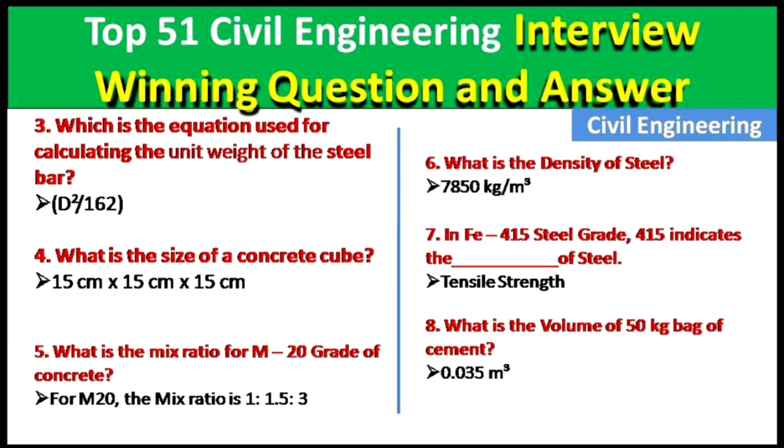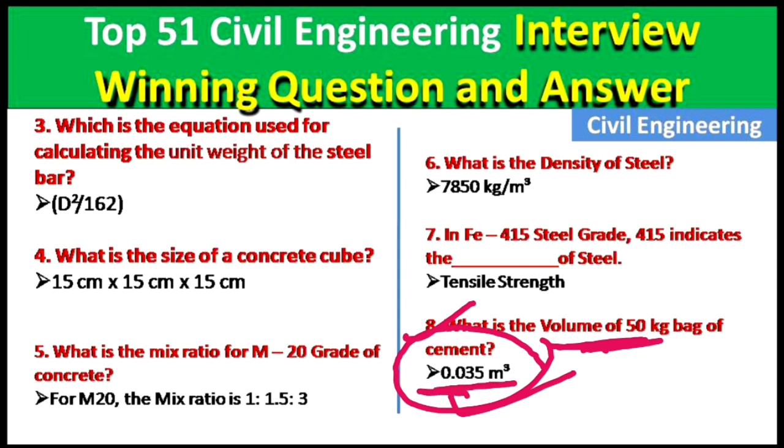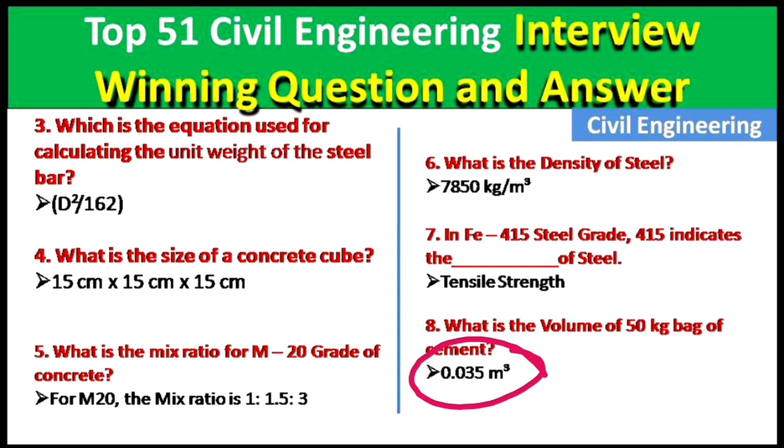Okay, now point number 8 is: what is the volume of a 50 kg bag of cement? This is also asked in interviews. So the volume of a 50 kg bag of cement is 0.035 meter cube. This value is used to convert bags of cement into volume of cement.